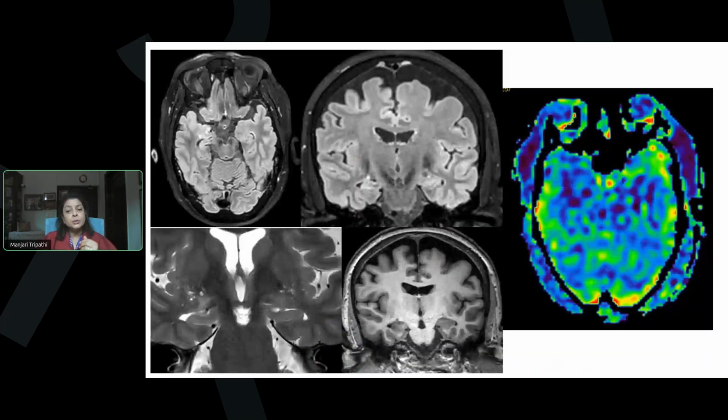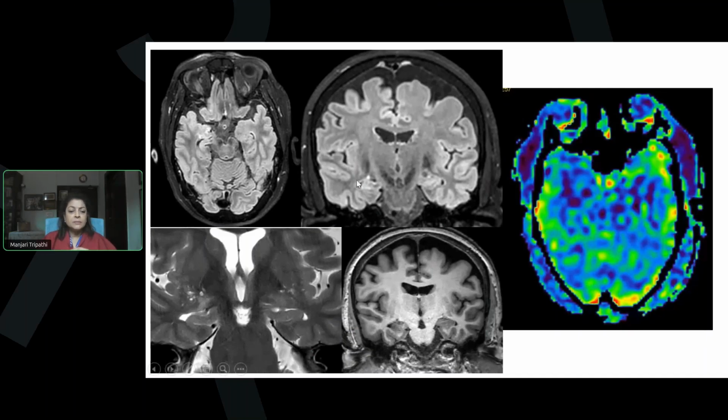We routinely do arterial spin labeling because it is like the poor man's PET. It takes just 3 minutes extra. It's part of the epilepsy protocol. And you can see here, there is a subtle hyperintensity in the left temporal lobe, maybe plus minus in the coronals.